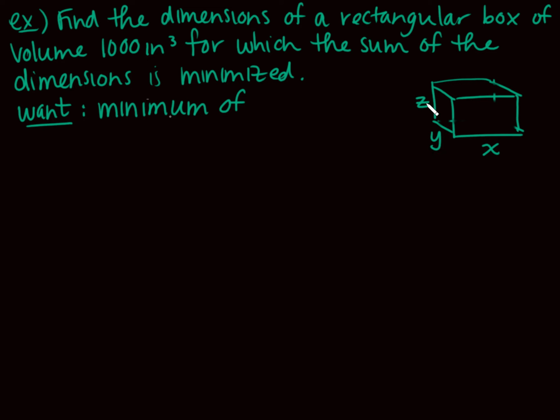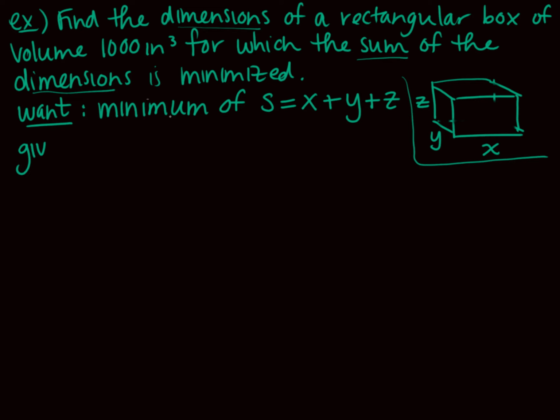So look at what this says. What do I want? I want the dimensions of the rectangular box for which the sum of the dimensions is minimized. So I want the minimum of the sum. I'll just call it S for sum, doesn't matter. And I want the minimum of this function right here. Okay, but the problem is it's not a function of two variables. We need it to be a function of two variables.